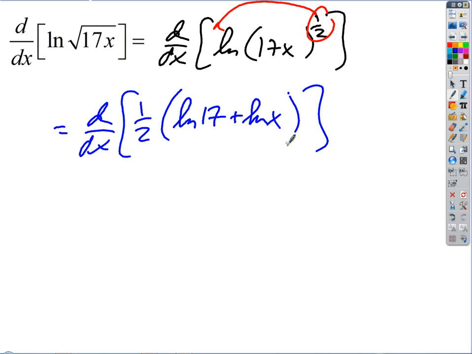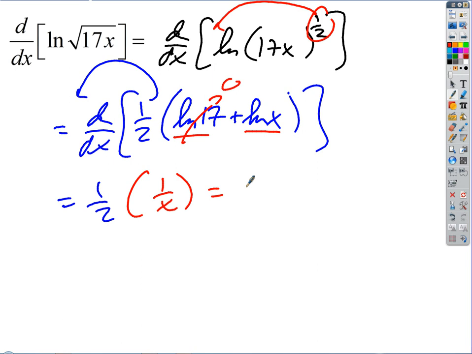Now if I differentiate that, I've got two terms. What can I do with that 1/2? I could pull it out front. It's a constant multiplier, so I could even pull it out of the whole derivative, right? And if I differentiate these two terms, the derivative of log 17 is 0, because that's a constant. And the derivative of log x is 1/x, so I just get 1 over 2x, right?